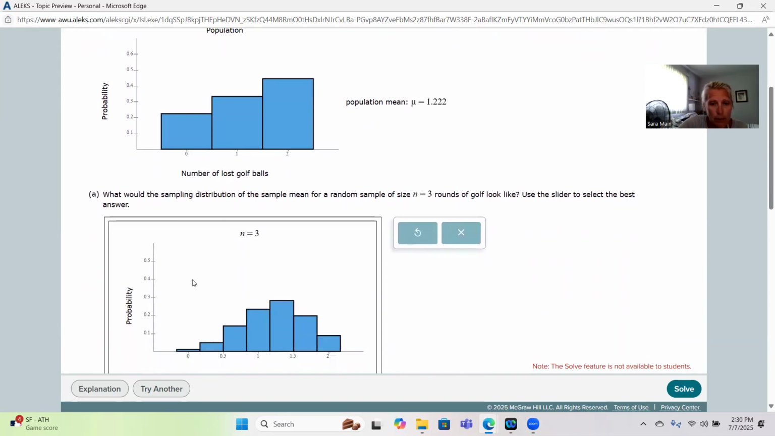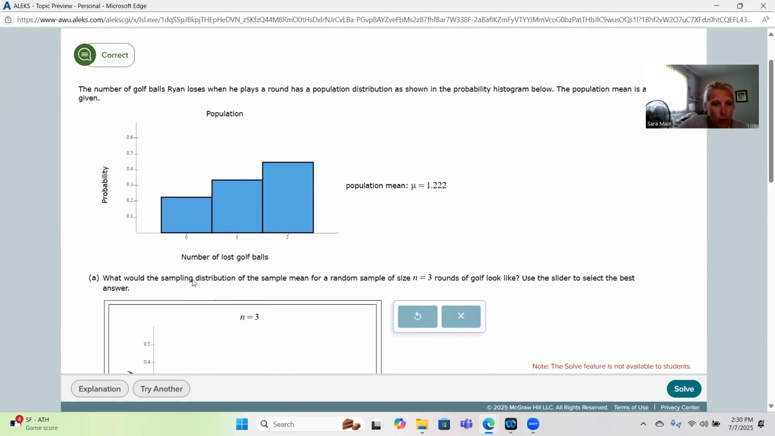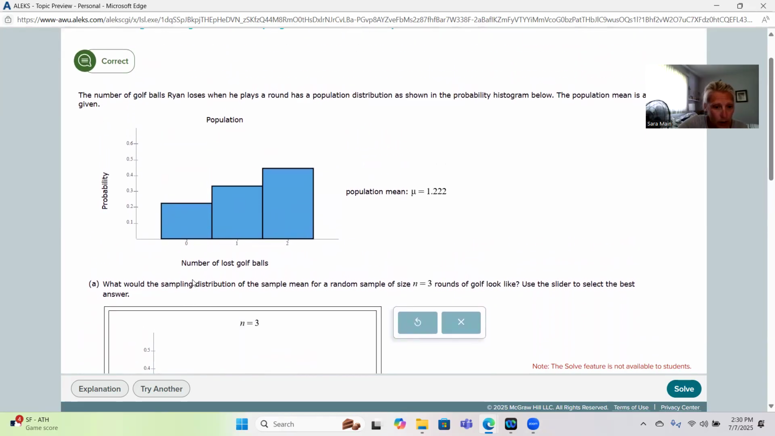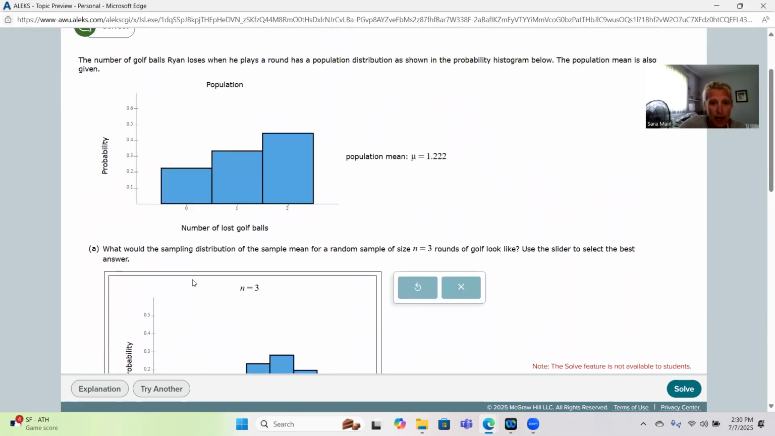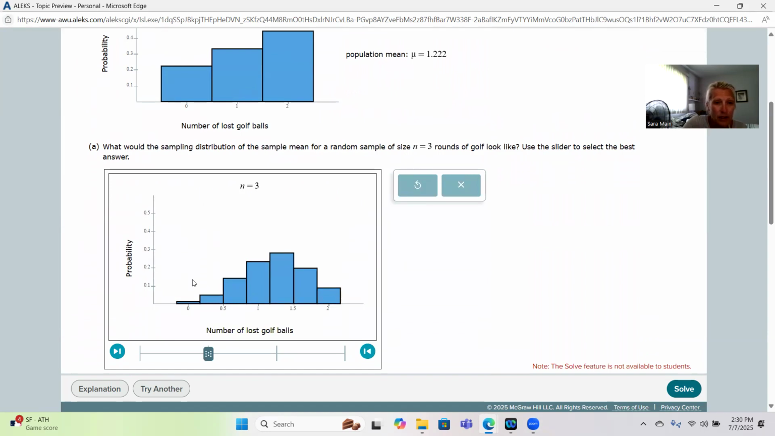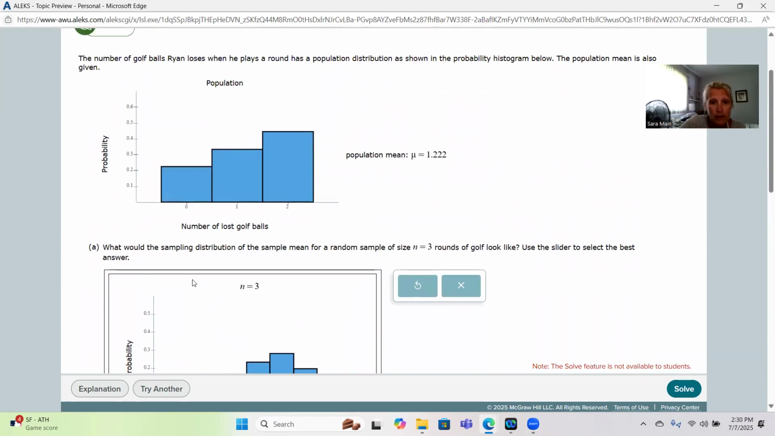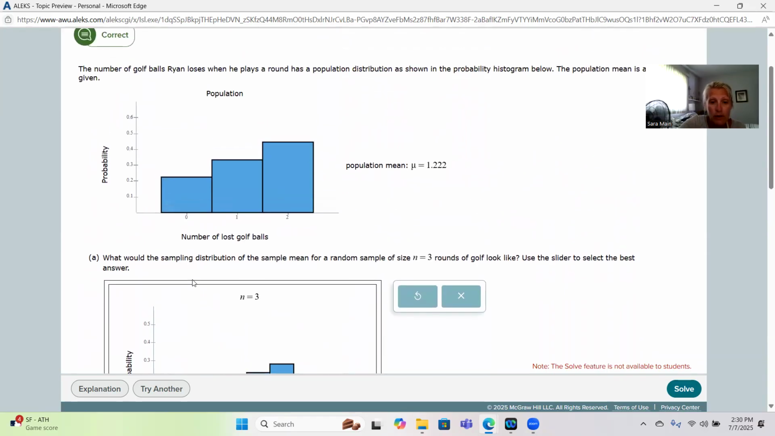So now we have a sample size of 3, and they want us to decide what it's going to look like. If you go back to what we did in the 6.3 video for the notes, it means that our mean is going to stay the same. So our mean should still be at about 1.22. But it's not going to be totally skewed. It's going to start to look a little bit symmetric, because when we start taking larger and larger sample sizes, it's going to look more and more symmetric, even though the original population is skewed.